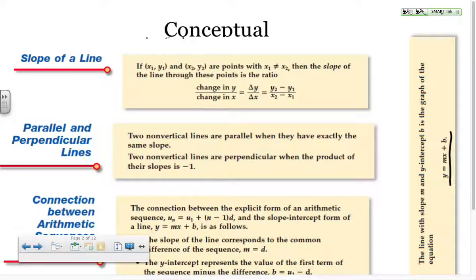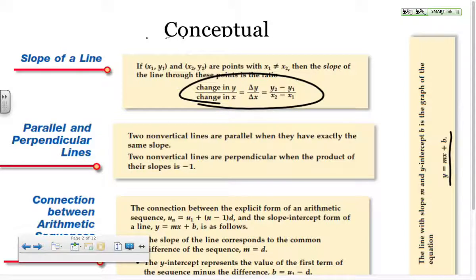So slope of a line, I hope you remember, okay? Change in y over change in x. Y minus y over x minus x. We talked really briefly about the slope-intercept form. This is the only one we're going to talk about. You should know the other forms, point-slope and standard form, from Algebra 1 and Algebra 2.